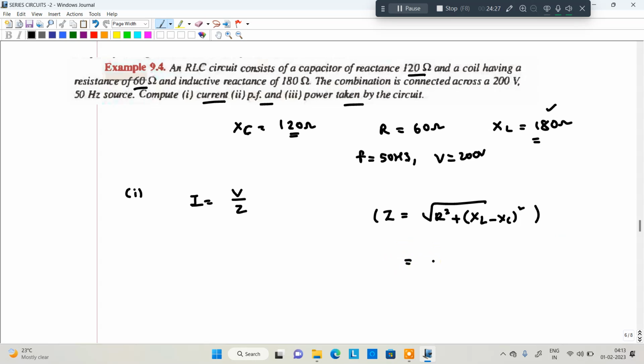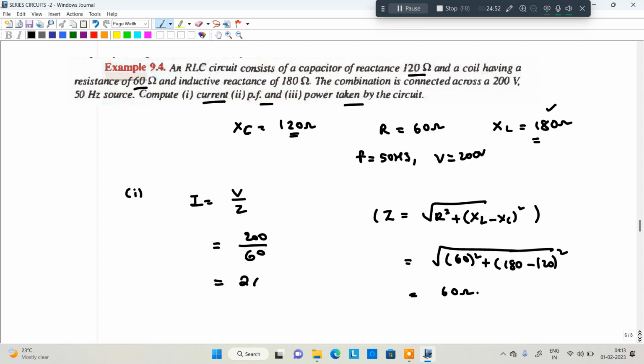The square root of what is the R value? R value is 60, whole squared, plus 180 minus 120, whole squared. That value of impedance will be 60 ohms. So the inductor is dominating, that is, the circuit is inductive. Then the current is 200 divided by 60, which is equivalent to 2 amperes. Sorry, not exactly 2 amperes, the current will be equivalent to 2.36 amperes.